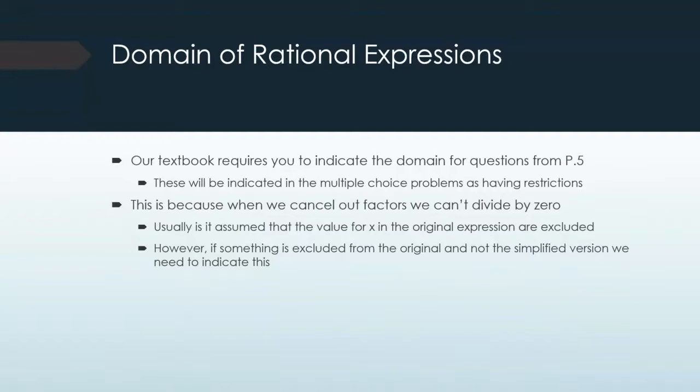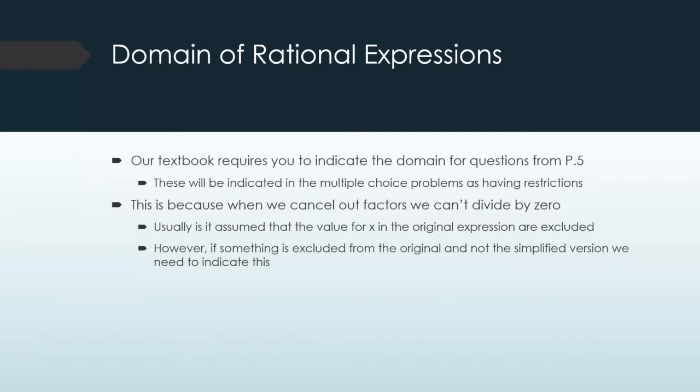And before we even get to any examples, now I need to connect the domain to the simplifying rational expressions thing. So our textbook does something a little different than other textbooks I've seen, but it requires you to indicate the domain if you're doing any simplifying of rational expressions, which is P.5. And so when you go to a quiz, like for next week's quiz, you'll see it's multiple choice, and you'll see there will be restrictions, like x is not equal to 5, and you might have the same simplified expression but different domains there.